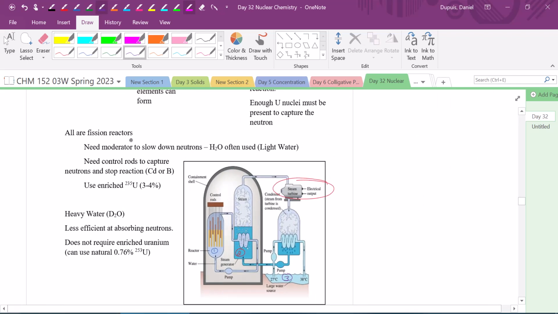So all these fission reactors are nuclear reactors. They're all that way, no matter what source they use. They need a moderator to slow down neutrons. So water is also used, and normal water is called light water.